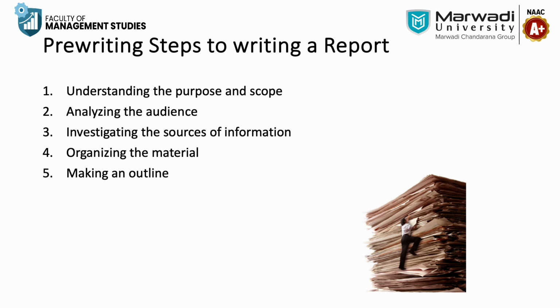Alright, so there are basically five pre-writing steps to write a report. First one is understanding the purpose and scope. Second one, analyzing the audience. Third one, investigating the sources of information. Fourth one, organizing the material. And fifth one, making an outline.